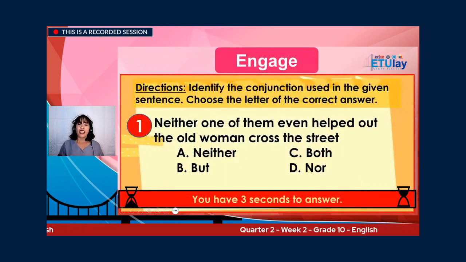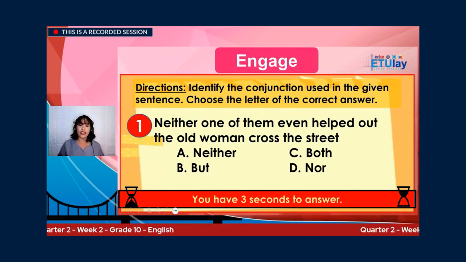Directions. Identify the conjunction used in the given sentence. Choose the letter of your correct answer. Again, choose the letter of the correct answer. Number 1.